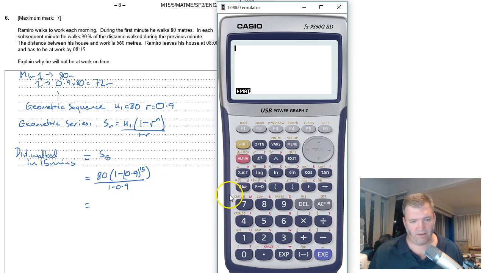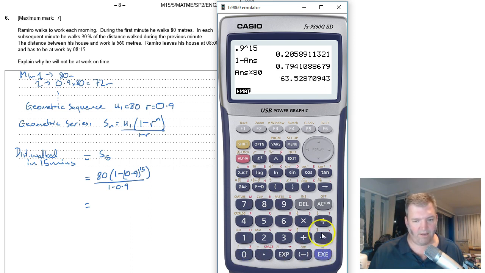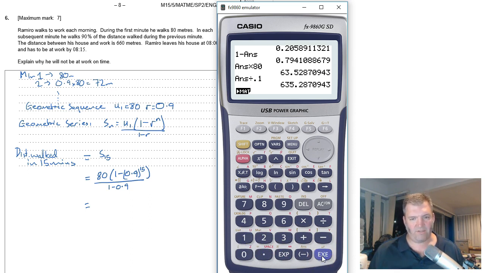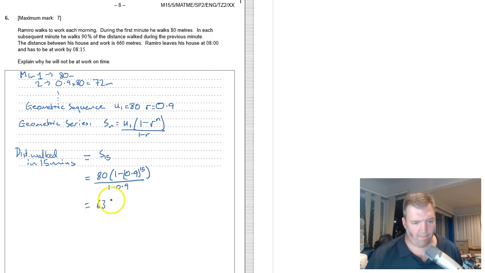I want to write this out in a nice way, so I'm just going to go 0.9 to the power of 15 first. That's going to give me that. 1 minus that previous answer, thank you very much. Multiplied by 80. That's numerator done. Divided by, well, 1 minus 0.9, you know it's 0.1. And we've got 635.287. So it's approximately, and that's also an approximate answer, approximately 635 meters.